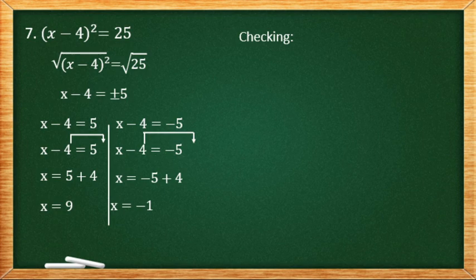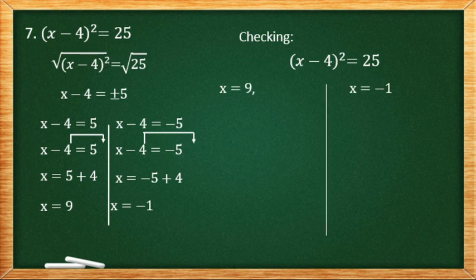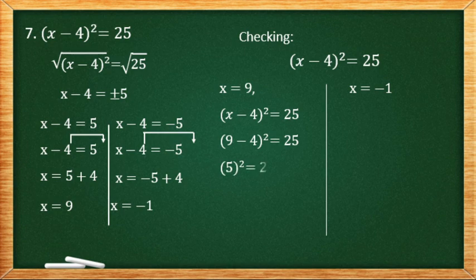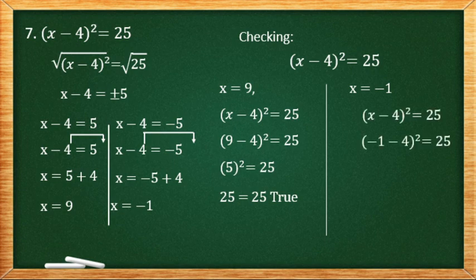Meron tayong value ng x, 9 and negative 1. So, check natin. So, x minus 4 squared is equal to 25, where x is equal to 9 and x is equal to negative 1. So, substitute the value of 9. So, 9 minus 4 squared is equal to 25. So, 5 squared. 5 squared is equal to 25. That's why 25 is equal to 25. Correct.